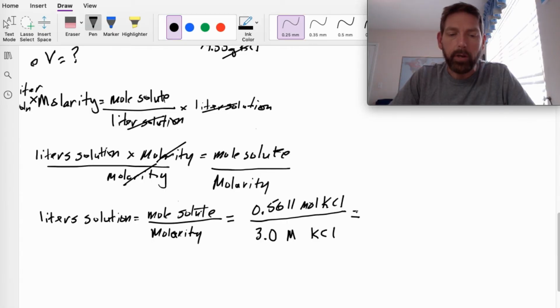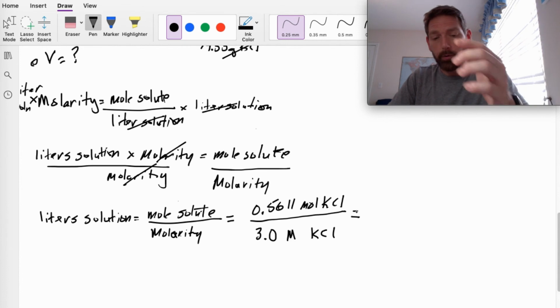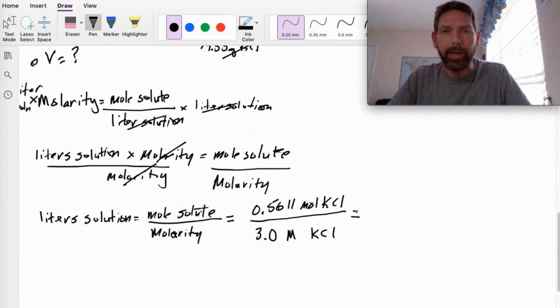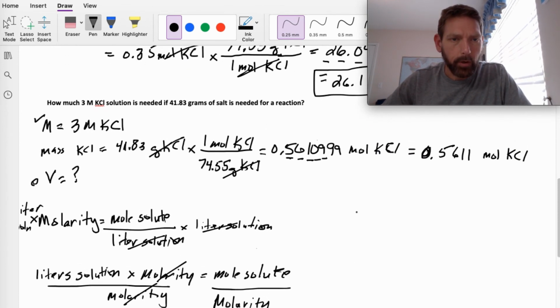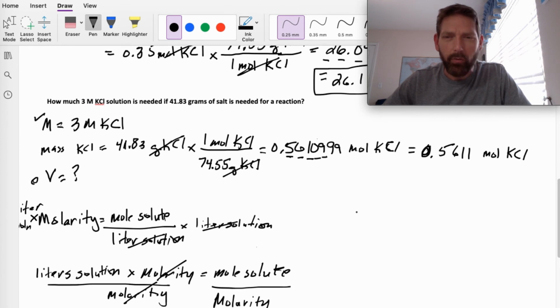Divided by 3 gives us 0.186666, and it keeps going, right? So we got 0.18666, and that gives us plenty of numbers on what we need, right? So let's go back up to here. We see we have 41.83 and 3 molar.